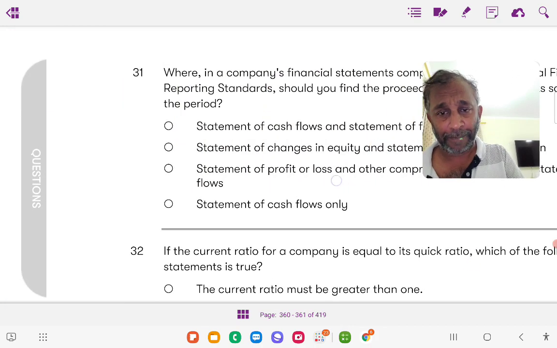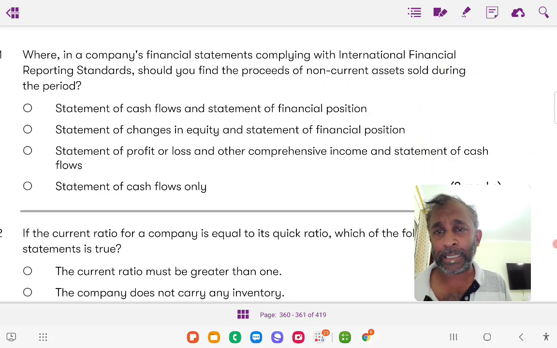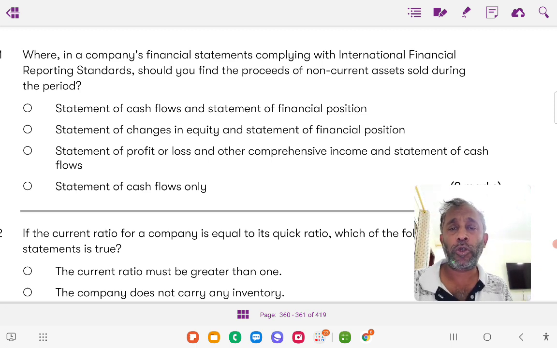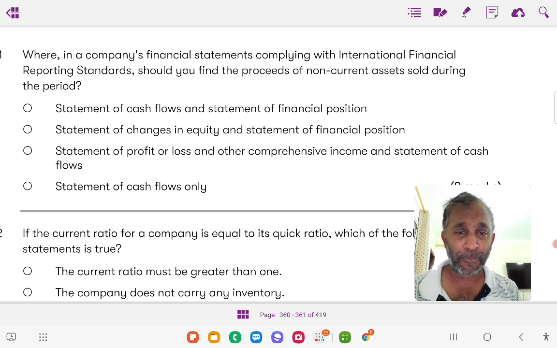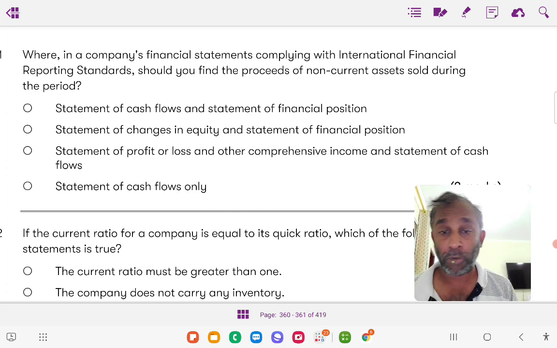Now question number 31. Where in a company's financial statements complying with international financial reporting standards should you find the proceeds of non-current assets sold during the period? Now the question that they are asking is, if you are selling any non-current assets, the cash that you receive, the proceeds, where would you be showing this? Should you find the proceeds in the statement of cash flows? Obviously, we need to show it in the statement of cash flows. And statement of financial position? No, we will not show it in the statement of financial position, only in the statement of cash flows.